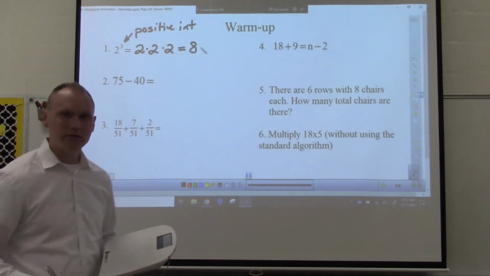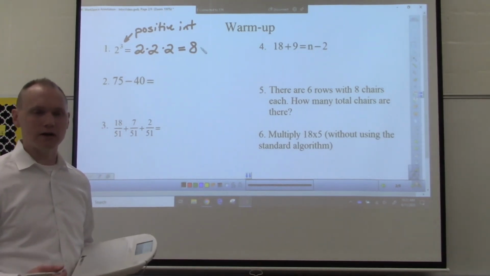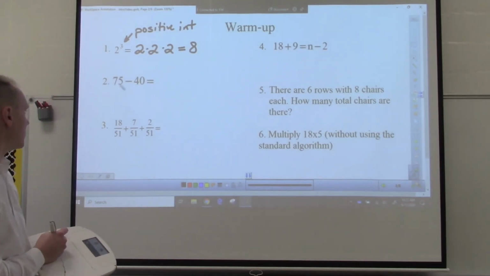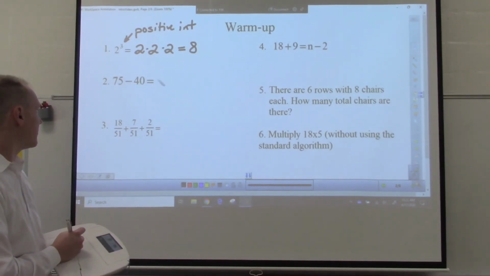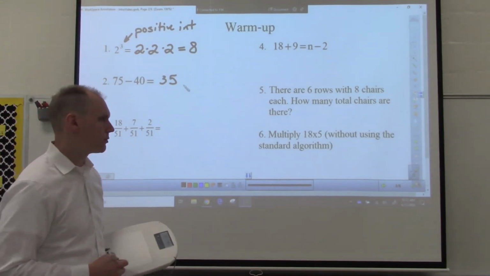Secondly, we have 75 minus 40. And you can do that a number of different ways. You can subtract 10 4 times. You can take 70 minus 40 is 30 and then add the 5 back in. Either way, we're going to get 35. But there's a number of different approaches there to solving that problem.